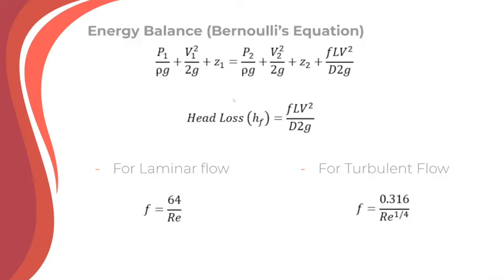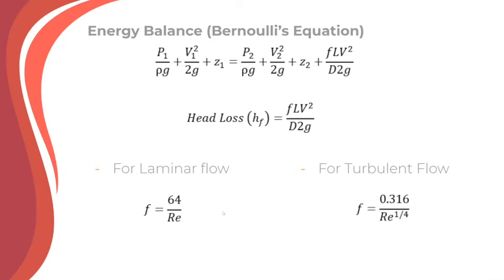And finally, the energy balance, or Bernoulli's equation, can be used when the initial pressure head, kinetic energy, and potential energy equal the summation of the pressure head, kinetic energy, and potential energy along with the head loss. The head loss would include the friction factor. And the friction factor is a function of the Reynolds number.